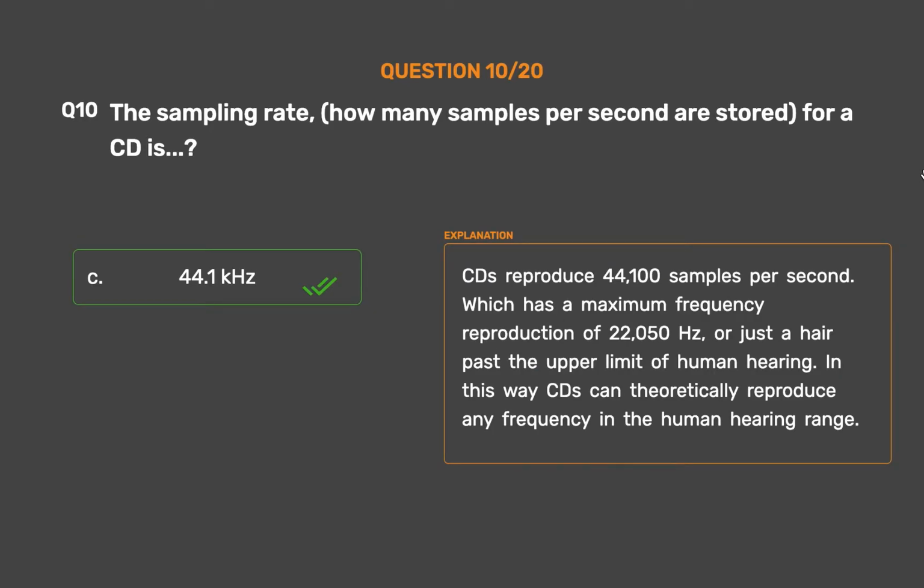CDs reproduce 44,100 samples per second, which has a maximum frequency reproduction of 22,050 Hz, or just a hair past the upper limit of human hearing. In this way, CDs can theoretically reproduce any frequency in the human hearing range.